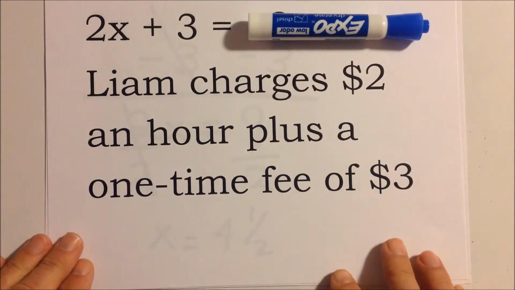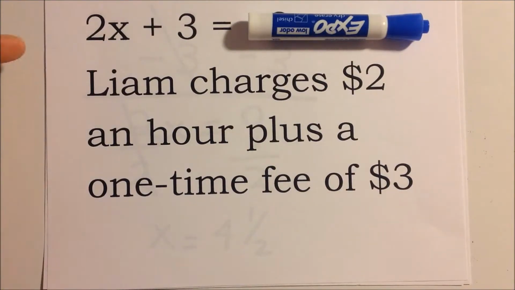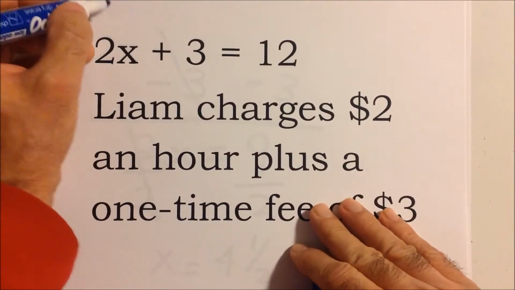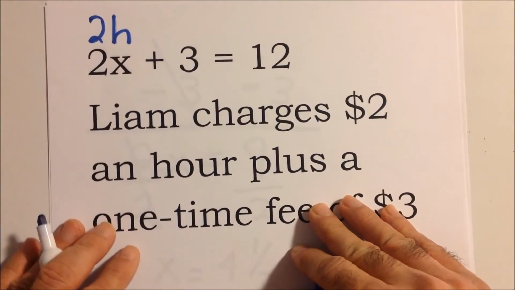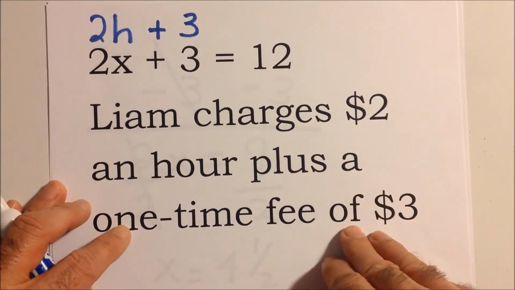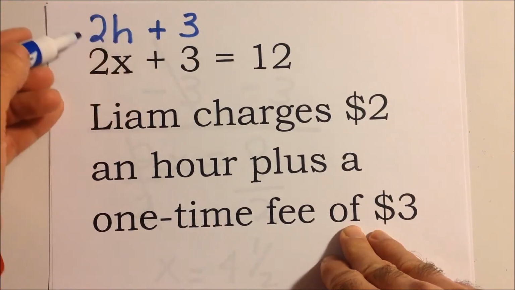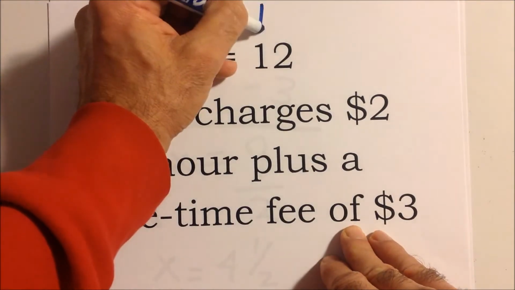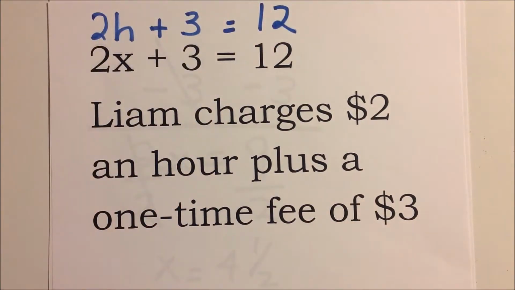So without the 12, if we hide the 12 for a minute, we're saying that Liam, whatever he's charging you for, let's say it's babysitting, is charging you $2 an hour. You can also write this as 2h. We can use the h for hours. And he's charging a one-time fee of $3, so you have to pay him $3 no matter what, and then $2 every hour. And the 12 just represents what the final cost was. So when we're doing equations, we're trying to find a relationship between the cost and hours for this problem.